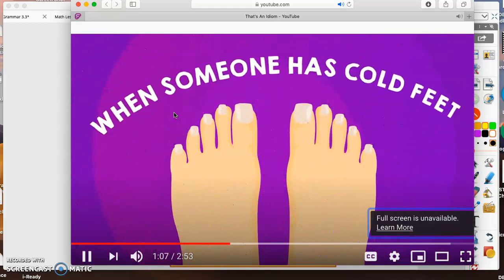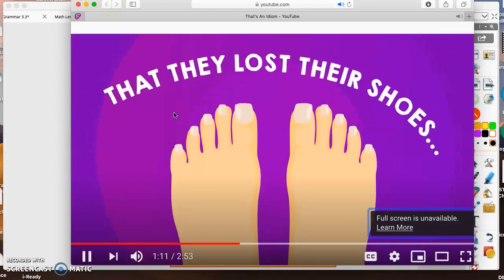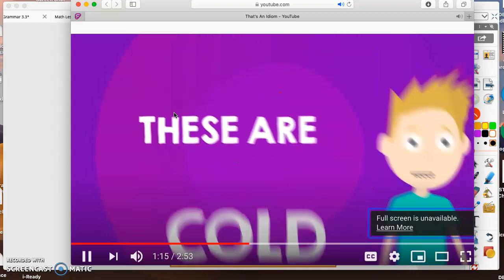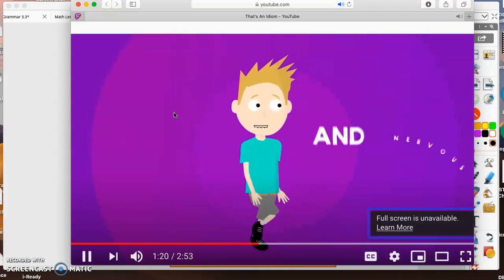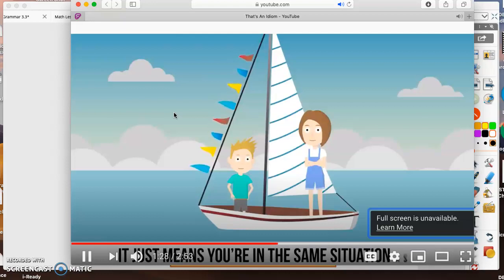When someone has cold feet, what does that really mean? That they lost their shoes and their feet will freeze? These are cold feet of a different kind. It means that they got nervous and they changed their mind. If we're in the same boat, we don't have to be at sea. It just means you're in the same situation as me.